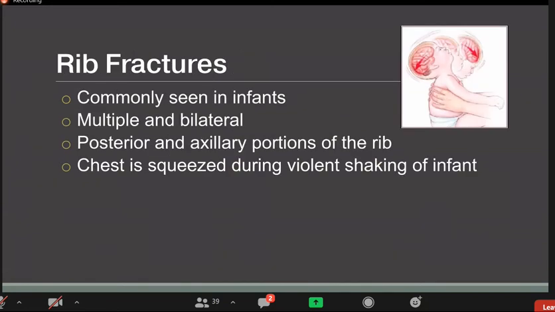Rib fractures are commonly seen in infants. They may be multiple and bilateral, and you can see the hand position as the infant is shaken. The chest is squeezed, and usually the force is more in the posterior and axillary portions of the rib, and this is where we'd expect to see the fractures in these cases.